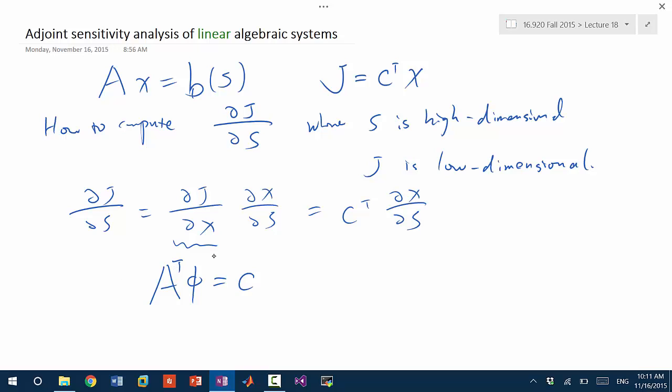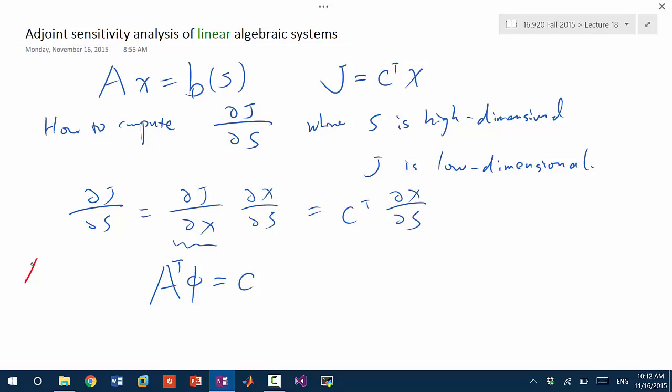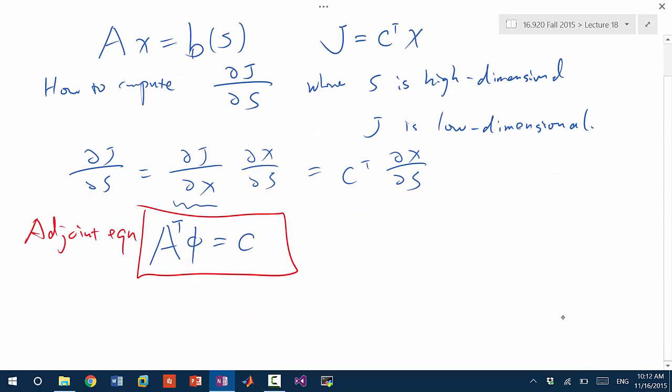We are using the same A as previously because we are assuming we have a symmetric bilinear operator. In the general case, if the matrix A is not symmetric, we need to put a transpose here. So this is the adjoint equation. And this is closely linked to what Xun was saying, because this is almost there. I'm going to explain a little bit later.